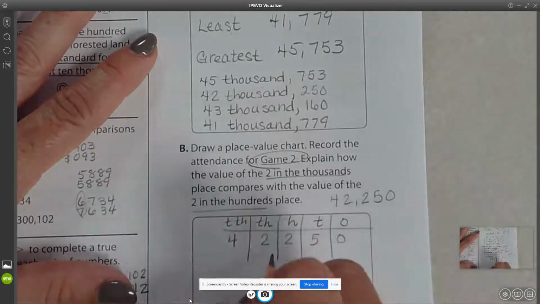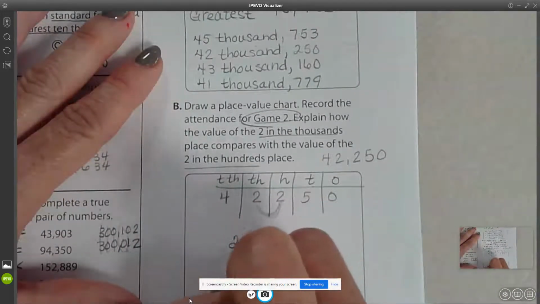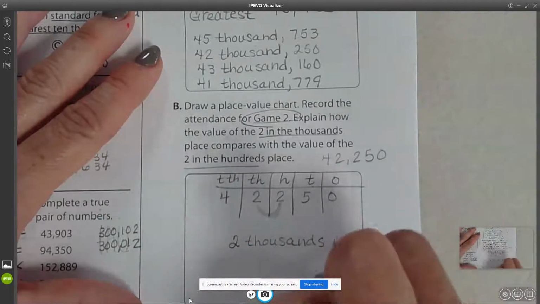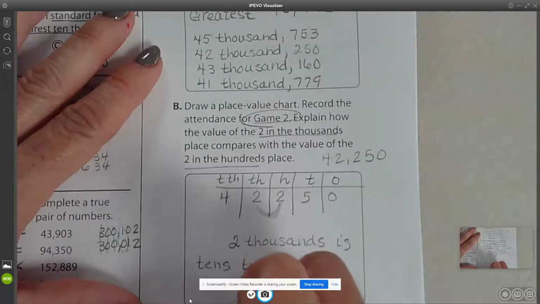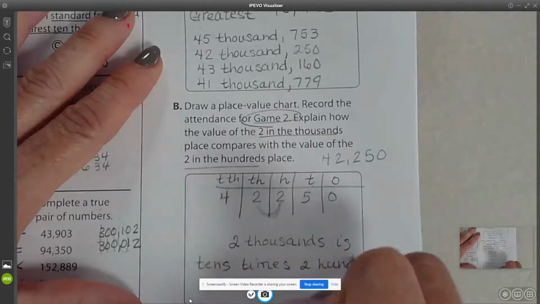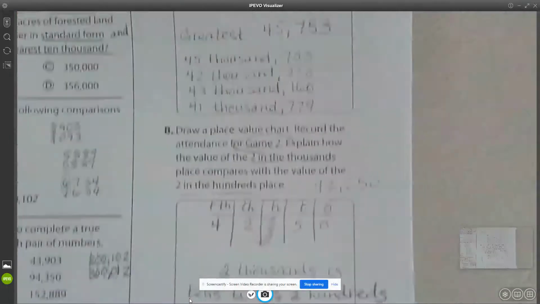All right. So look, I've got these two twos right beside each other. So that tells me that the 2 in the thousands is 10 times my 200s. All right. And that's it.